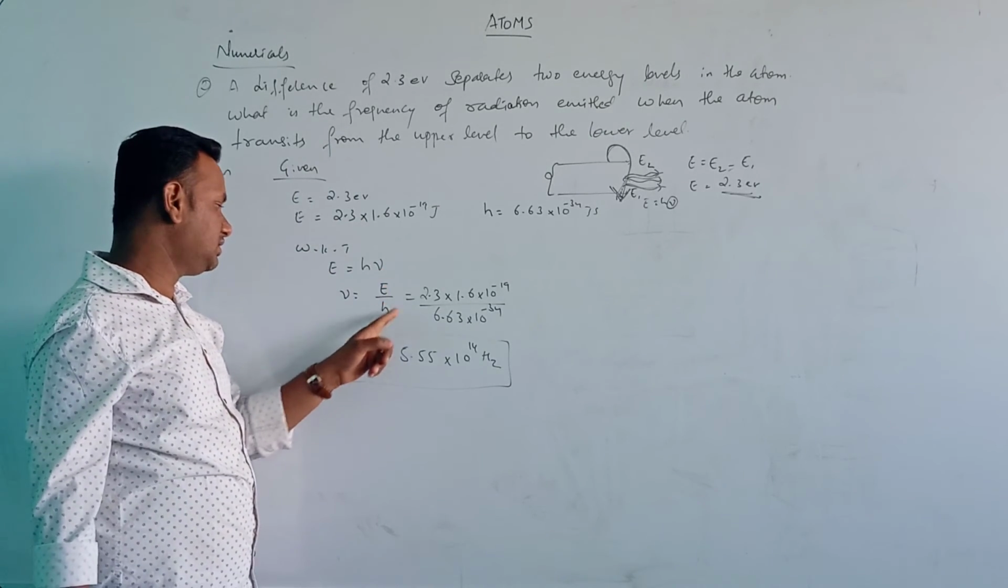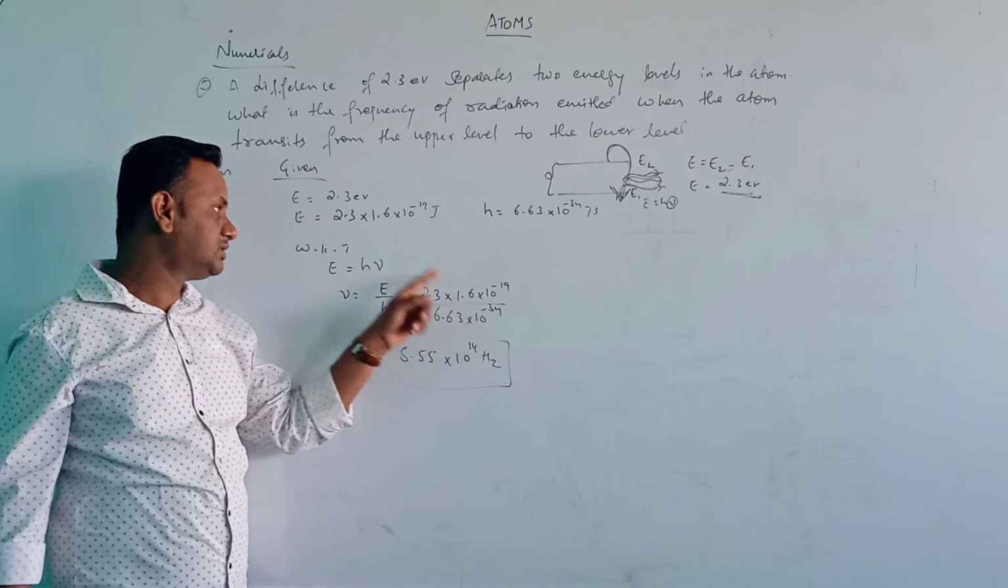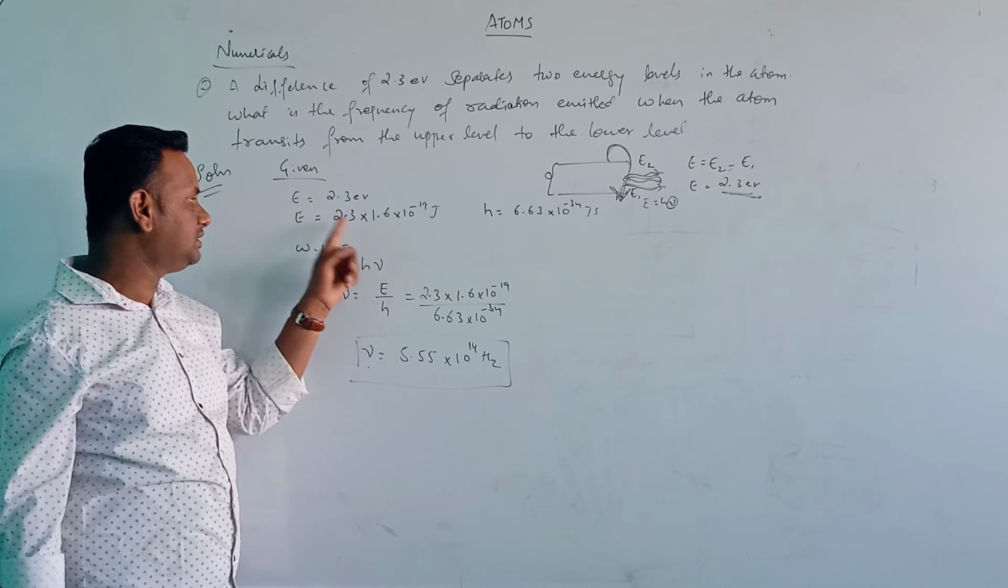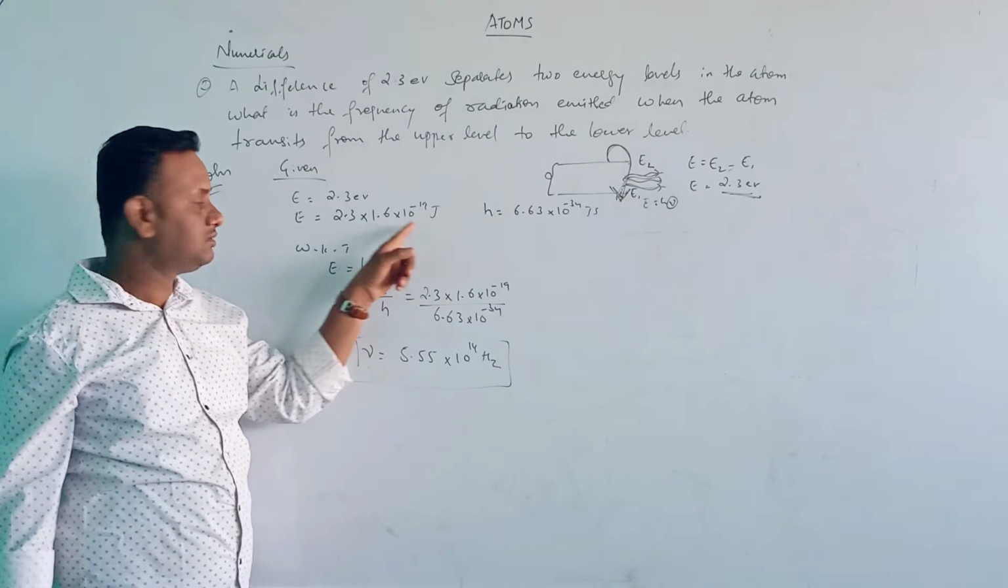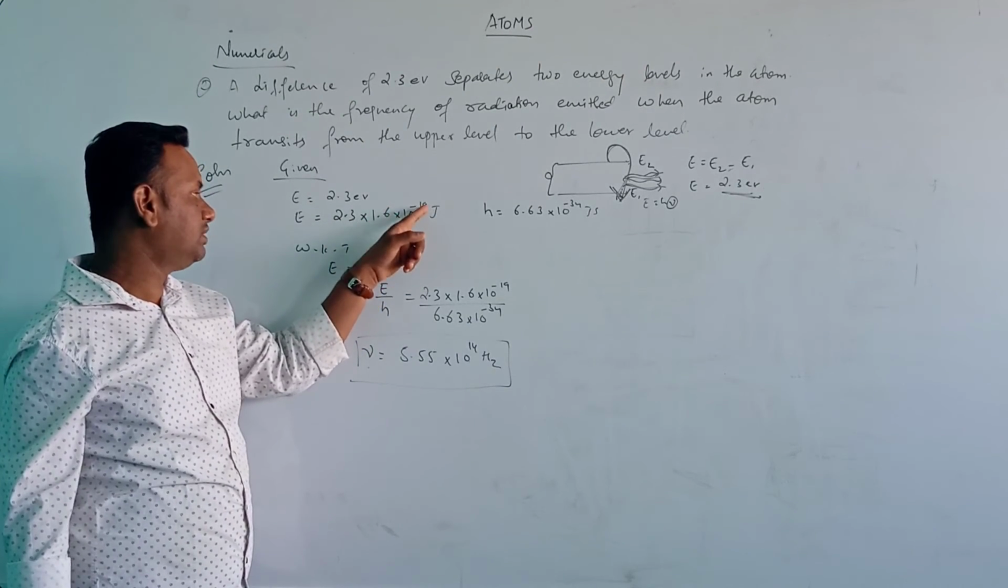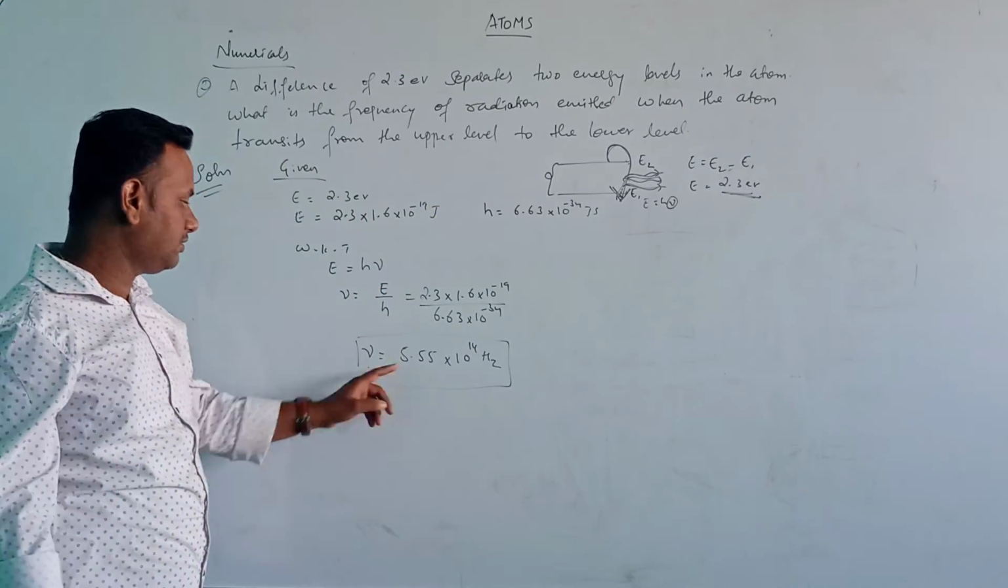So nu is equal to E by h equal to 2.3 into 10 to the power of minus. यहाँ पे इलेक्ट्रॉन वोल्ट को हम जूल में कन्वर्ट कर दिए. एनर्जी है ना, उसको जूल में कन्वर्ट कर दिए. सो 2.3 into 1.6 into 10 to the power of minus 19 joule. So this is the solution.